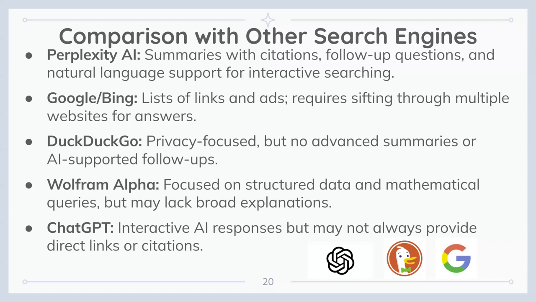Okay, I've never heard of Wolfram Alpha. I don't know what that is, but apparently they have focused structured data and mathematical queries that you can ask it, but maybe limited broad explanations. I'm thinking it's something similar to Perplexity, but more in depth, more for academia. And ChatGPT. Everyone's used ChatGPT, I hope so. Interactive AI responses, but may not always provide direct links or citations. So Perplexity is sort of like combining all of these abilities and creating one tool.